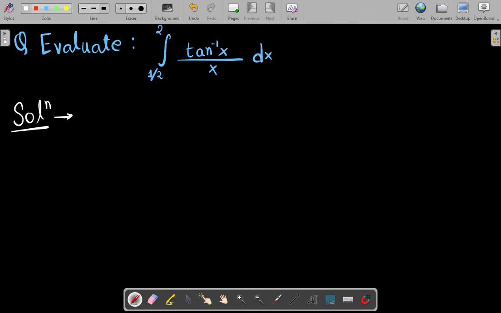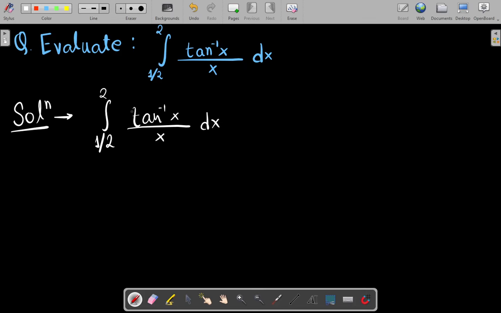Hello everyone. In this question, we are asked to find the integral of tan inverse x upon x dx as x goes from half to 2. So we are given the integral from half to 2 of tan inverse x upon x dx. First of all, it looks like there needs to be some kind of substitution.